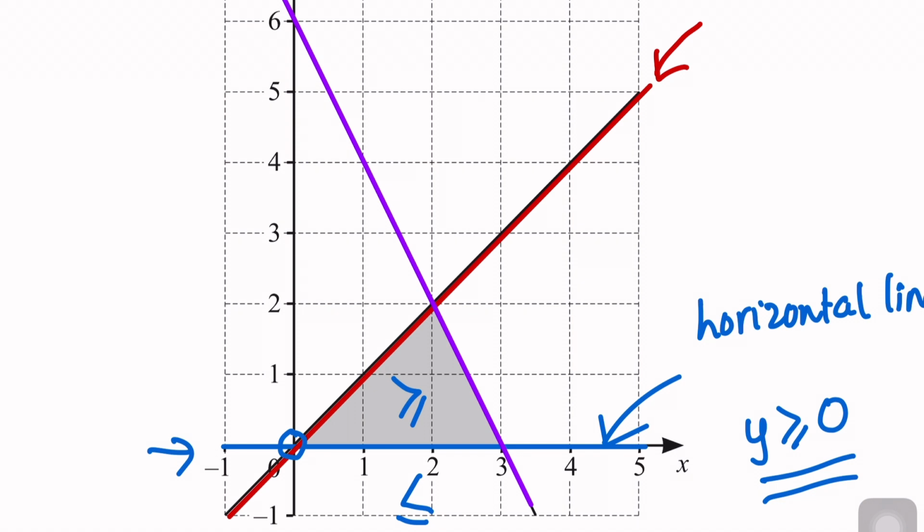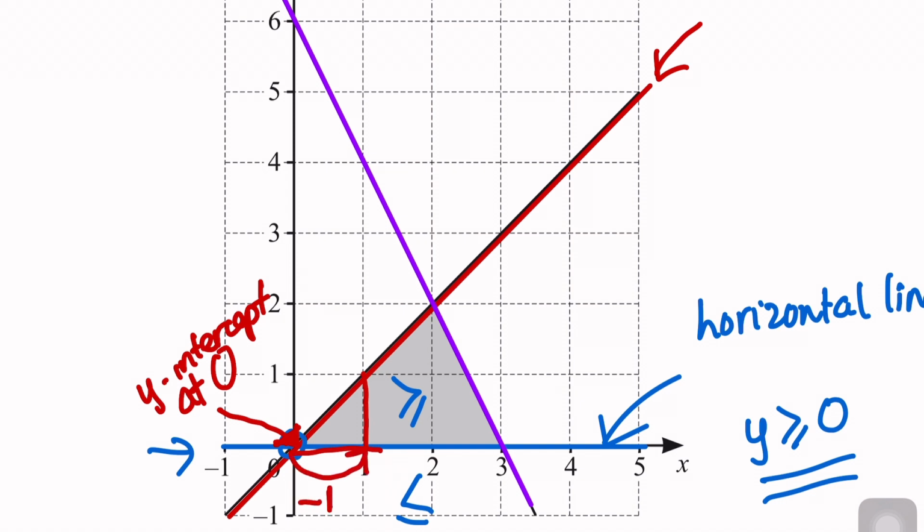From the y-intercept, this is the y-intercept where it cuts at 0. So you can form a right angle triangle here. How many units? One step to the right, positive 1. Then one step up, positive 1.